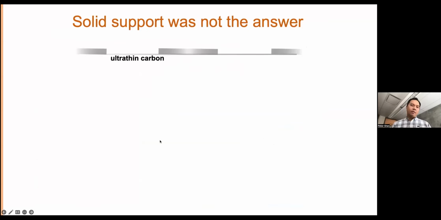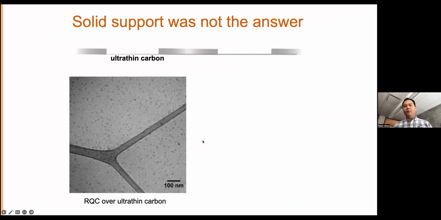Well, it turns out that it's well known that ribosomes do not enter holes of cryo-EM grids. And every paper that I was aware of at the time showed that you actually need to freeze grids of ribosomes using ultra-thin carbon. So I thought, okay, this is an easy solution. These are grids that you can just buy, and I like easy solutions. So I collected data of this RQC complex over ultra-thin carbon. You can see that there's particles everywhere.